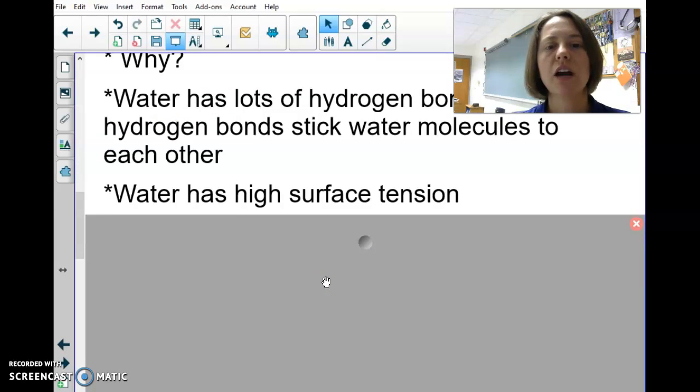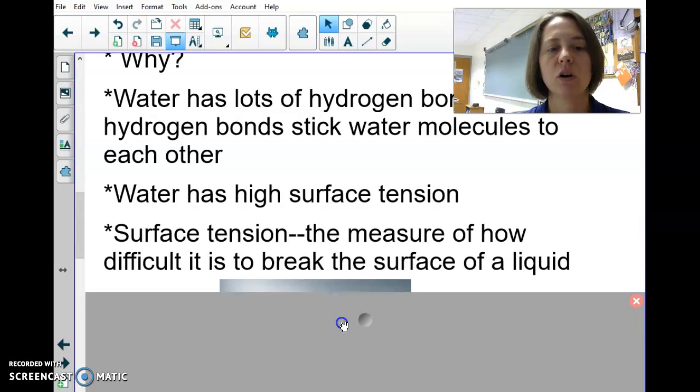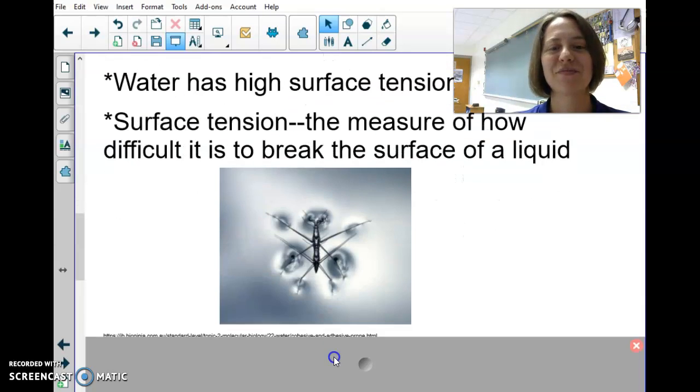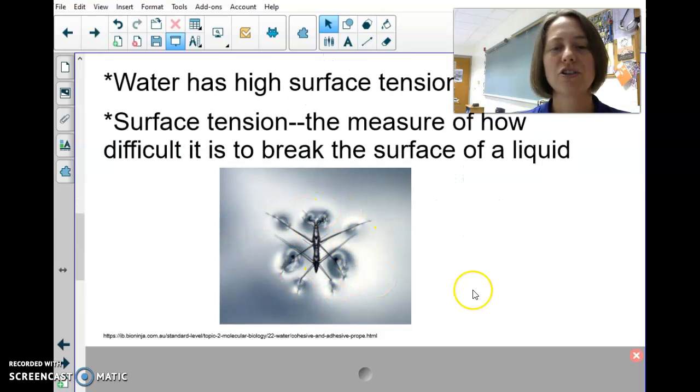Okay, also, water has high surface tension. Well, what is surface tension? Surface tension is the measure of how difficult it is to break the surface of a liquid. So if you have a liquid and you put something on the surface, like a paperclip, the measure of how difficult it is to break that surface is the surface tension. As you can see, there's a water strider, and it uses the high surface tension of water to walk on water.